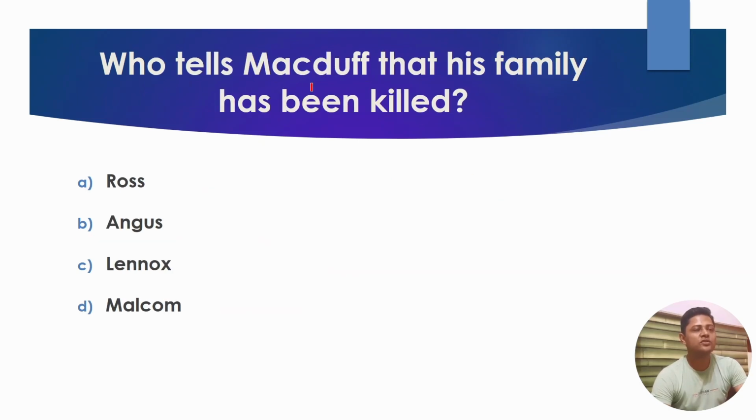The next question is, who tells Macduff that his family has been killed? This news is also given by Ross.